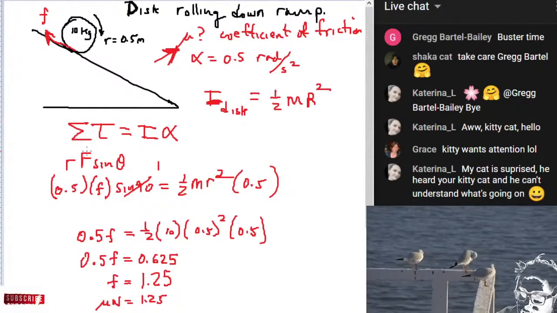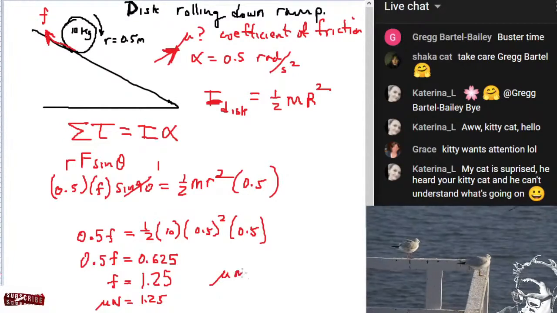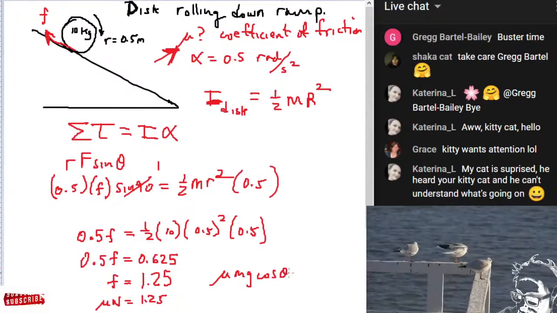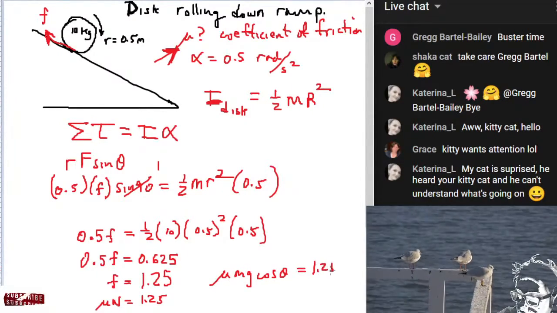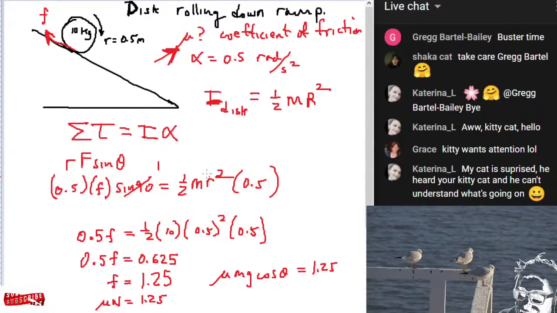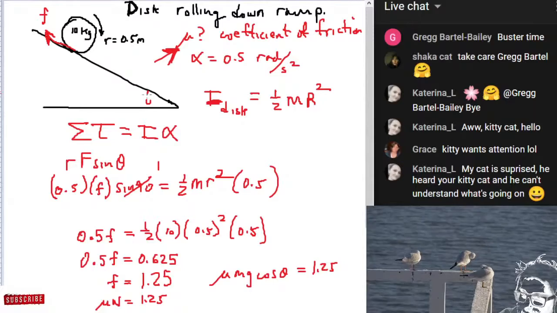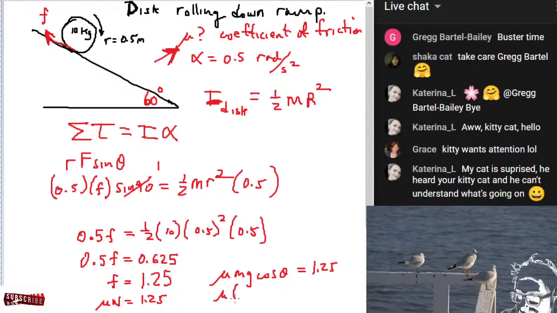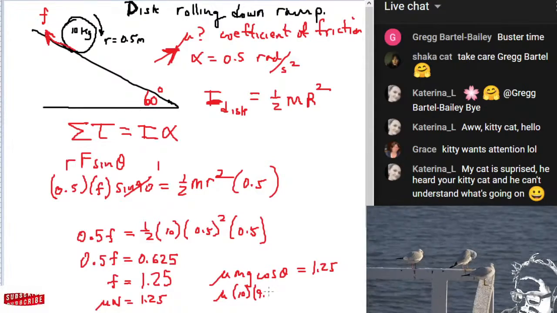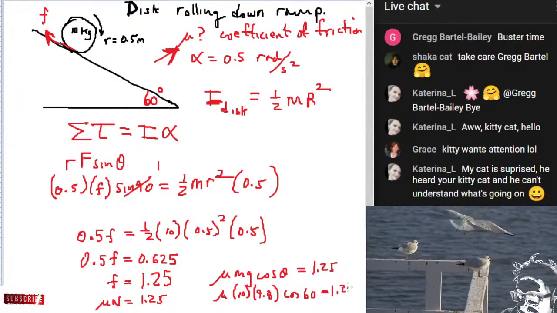So what's the normal force? Well, remember we're on an incline. So the normal force is mg cosine theta equals 1.25. So let's give it 30 degrees again. Let's make it 60. It works out nice. So mu times m times g times the cosine of 60 equals 1.25.